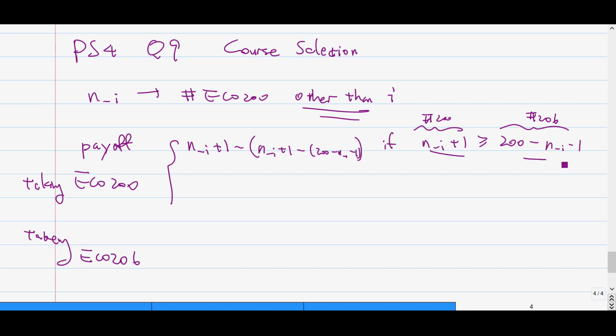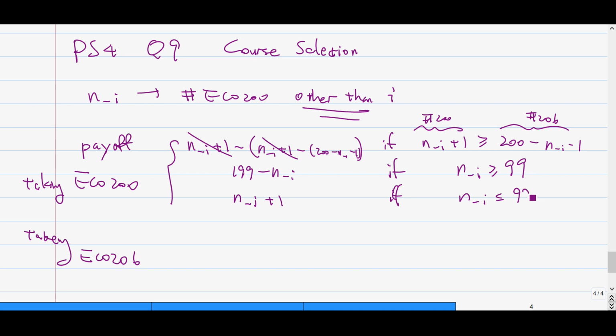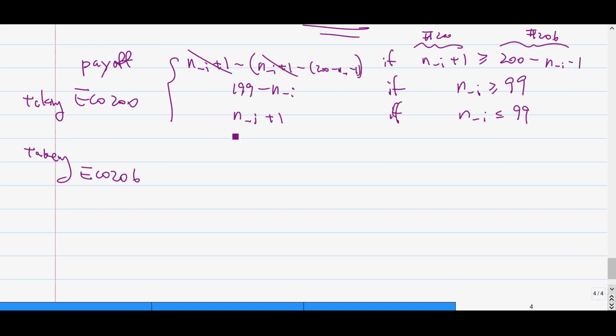So just copy this and take the difference, and notice that it cancels out, so it's still not a very difficult expression. Now we need to simplify this. This is 198, so 2 times n minus i is larger than or equal to 198, so n is larger than 99. In the other case, our course is the easier one, so there's no difficulty level, so we just have the number of people in my class, and we don't subtract the difficulty level because it's 0.